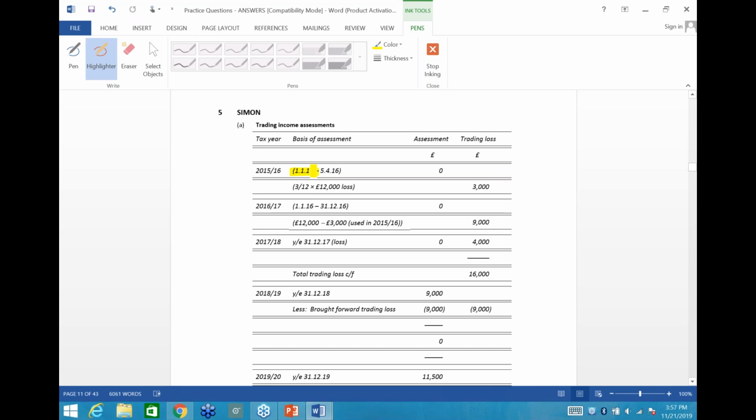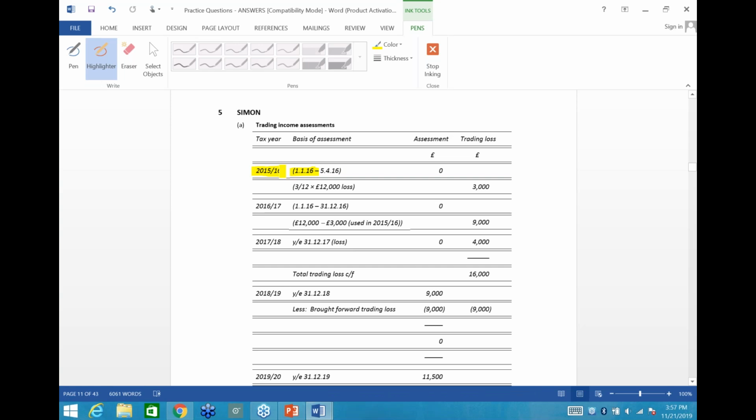So the date of commencement falls into which tax year? 2015-16. The very first thing that you should do is identify the first tax year of the business by looking at the date of commencement. In this example, it is 1st January 2016, and that falls into the 2015-16 tax year. So your first tax year of the business is going to be the 15-16 tax year.